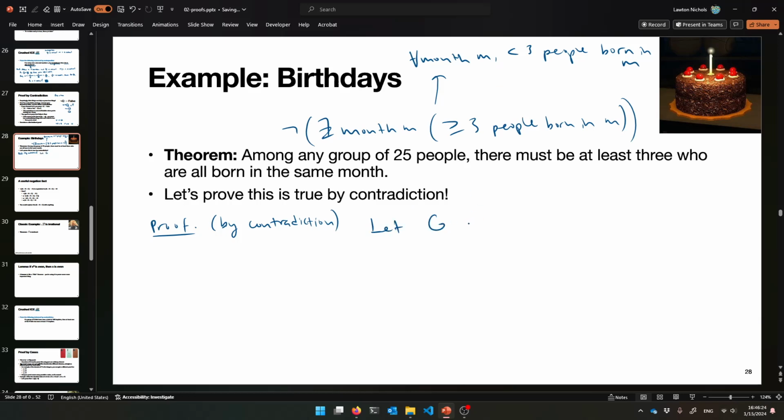Let G be a group of 25 people. Just setting the scene, right? It's supposed to work for any group. So let G be that group of 25 people. And assume that less than 3 people were born every month. Assume less than 3 people in G were born in each month of the whole year.